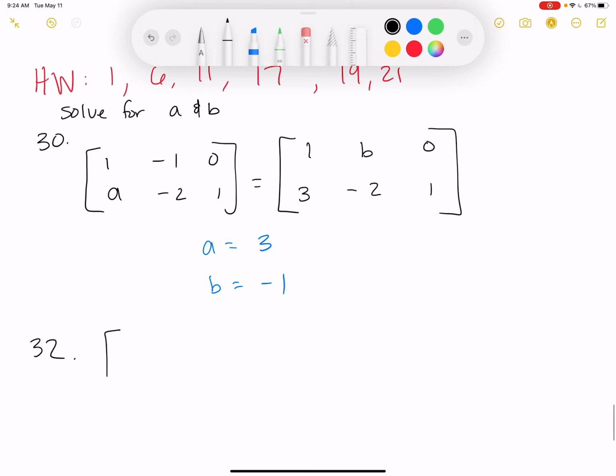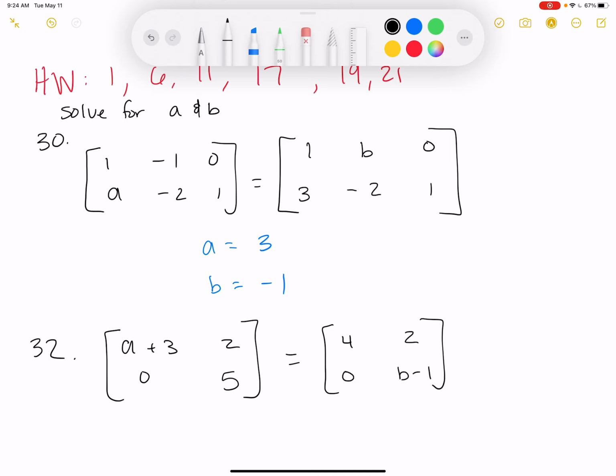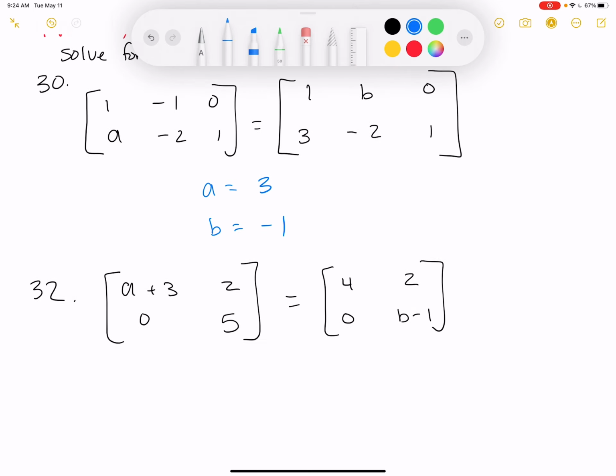32. Okay, same instructions. We've got A plus 3, 2, 0, and 5 is equal to 4, 2, 0, and B minus 1. All right, what is A equal to and what is B equal to? A is 1, B is 4. Nope, B is not 4. 6. Okay, the B minus 1 is equal to 5, so B is equal to 6.